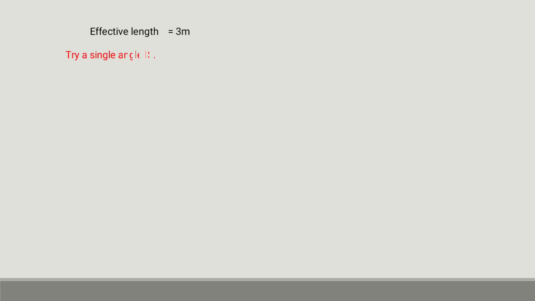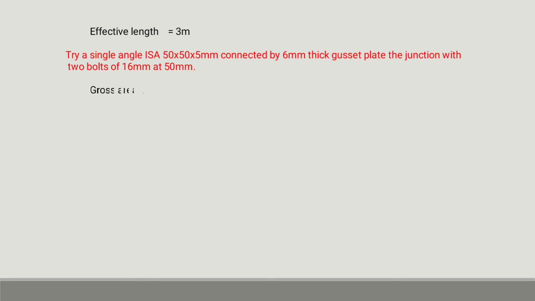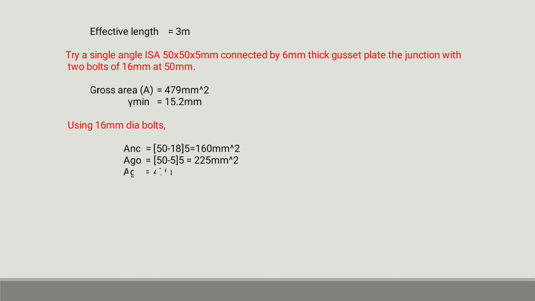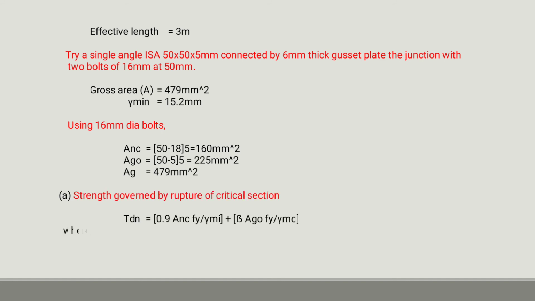Then the effective length is equal to 3 meter. So we'll try a single angle ISA 50 into 50 into 5 connected by a 6 mm gusset at the junction with a bolt of 16 mm at 50 mm. So gross area is equal to 479 mm square. Then r minimum is equal to 15.2 mm. So provide 16 mm diameter bolts. The strength is governed by the rupture of critical sections.